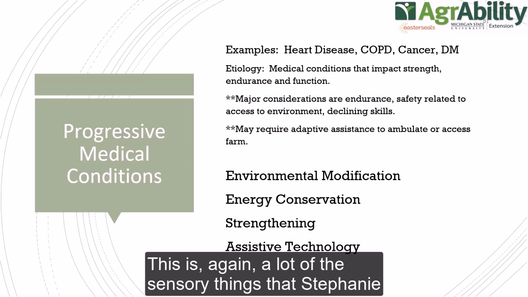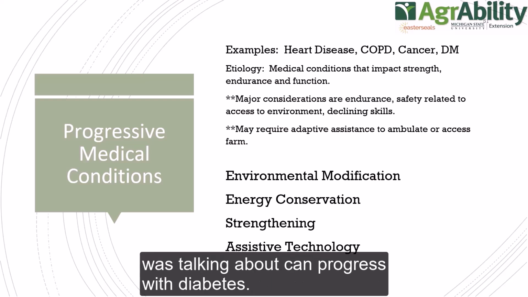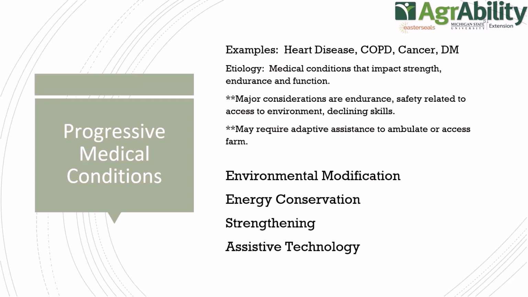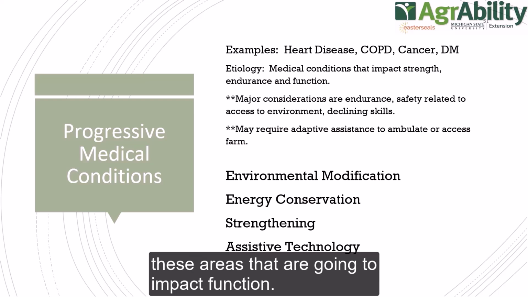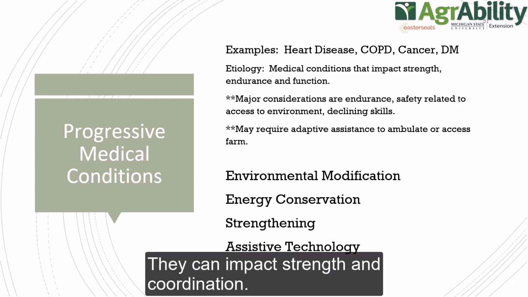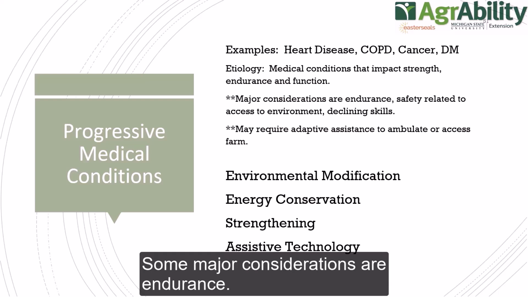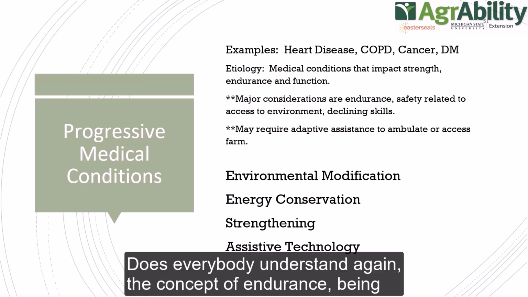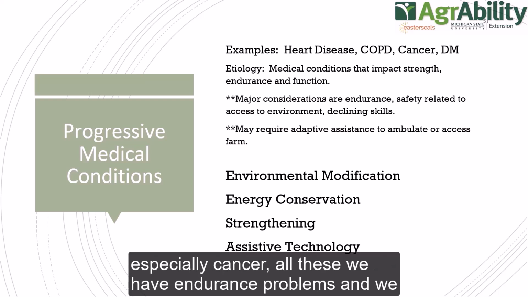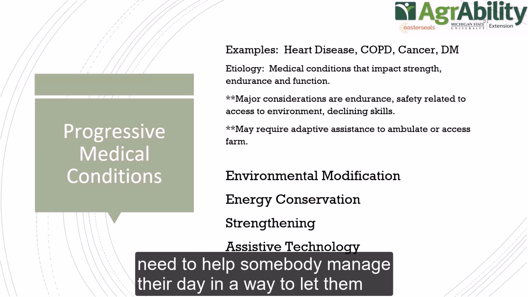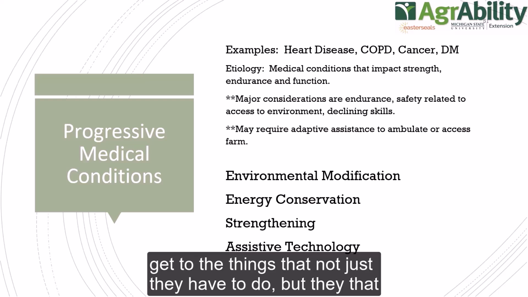Again, a lot of the sensory things that Stephanie was talking about can progress with diabetes. Even with heart disease, we have some decreasing sensation in these areas that are going to impact function. They can impact strength and coordination. Some major considerations are endurance. Does everybody understand, again, the concept of endurance, being able to keep your energy up over time? With heart disease, especially cancer, all these, we have endurance problems. And we need to help somebody manage their day in a way to let them get to the things that not just they have to do, but that they want to do.